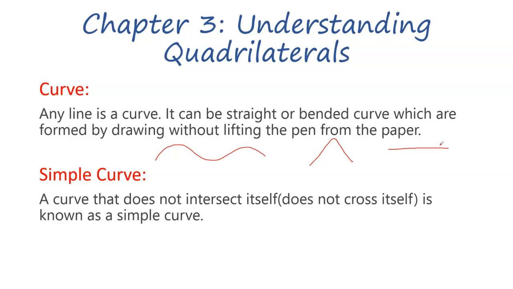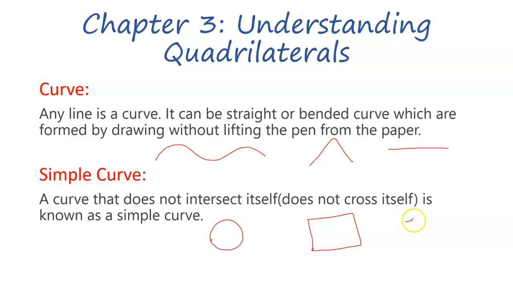And what do we mean by a simple curve? A simple curve is one which does not intersect itself. For example, if we draw like this, it doesn't intersect anything, right? And if we draw like this, we have drawn a shape using line segments. There is no intersection, there is no cross in the curve.